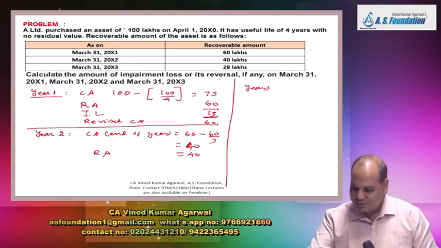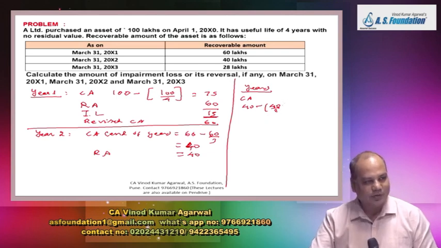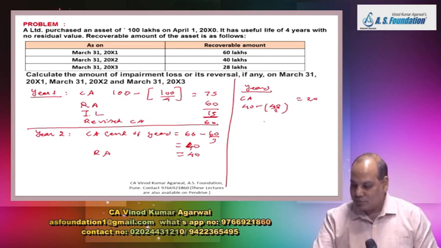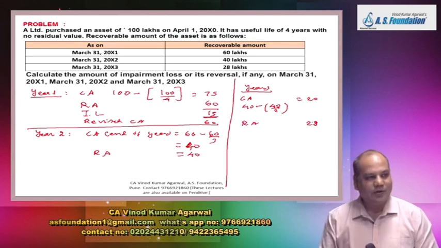Year 3. Year 3 carrying amount. We will start with 40 minus 40 divided by 2 or 60 divided by 3, whatever. How much is that? 20. Oh. Recoverable amount is 28. But don't say reverse 8. Don't be in a hurry.